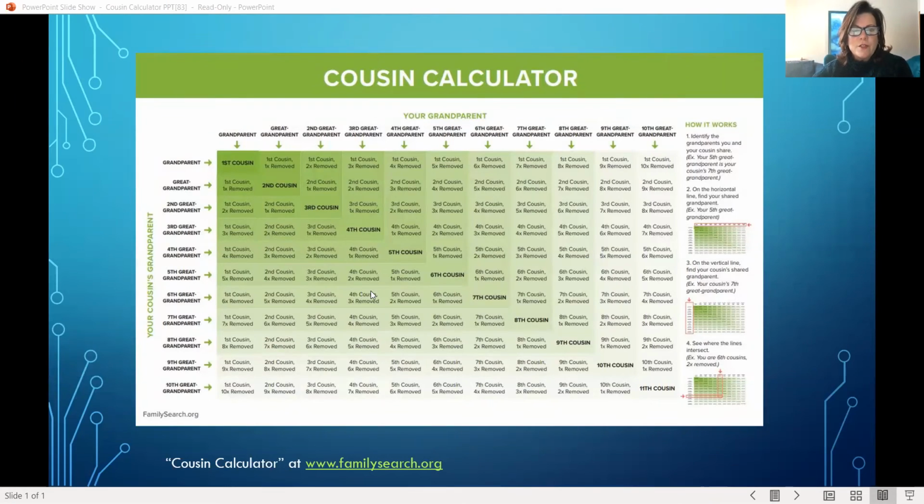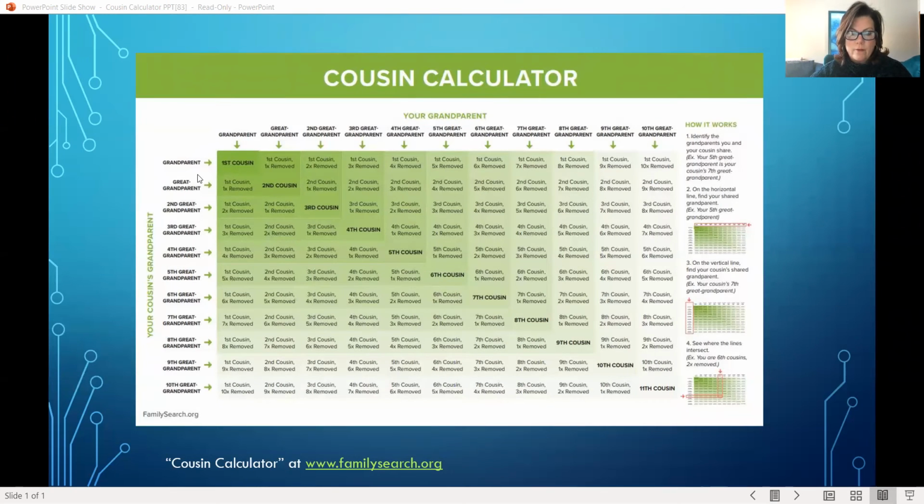So I'm going to share my screen and we're going to take a look at that cousin calculator that I mentioned, which looks just like this. So the first thing that you need to do is identify the ancestor that you both share. So on the horizontal line, I'm looking for the column that reflects my ancestors. And in the example that I gave you, I'm trying to look at this cousin who reached out to me on Ancestry.com, where we share a third great grandparent. Okay, so across the horizontal line, this is the person, my generations back, my third great grandparent.